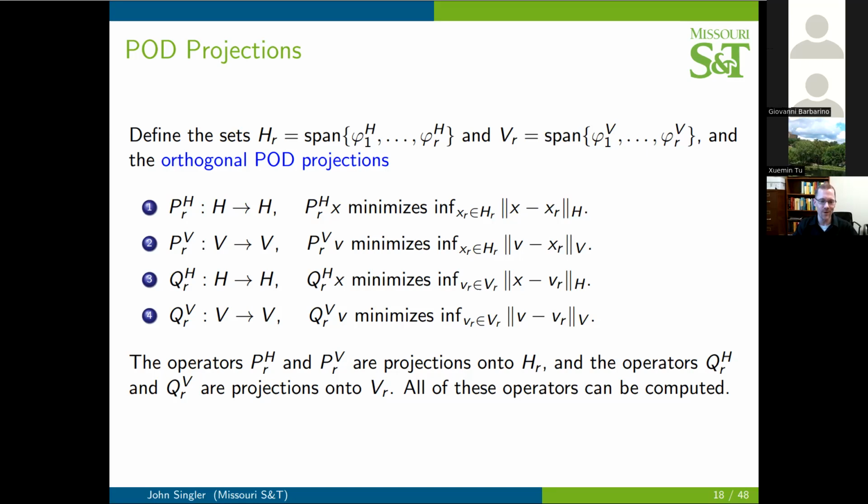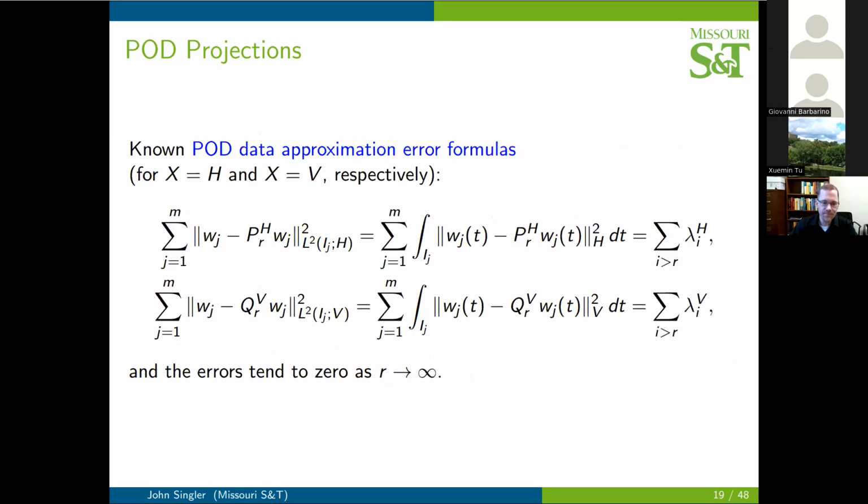All of these are orthogonal if the spaces match. If you think of PRH mapping H to itself, it's orthogonal. PRV mapping V to itself, it's orthogonal. But of course, you can start dealing with these operators mapping onto different spaces. In that case, they're still projections, but they're not orthogonal, and you start to lose a little bit of what you can understand about those things. So these are the known data approximation errors I wrote before: just the sum of the neglected POD eigenvalues, or squares of the singular values.